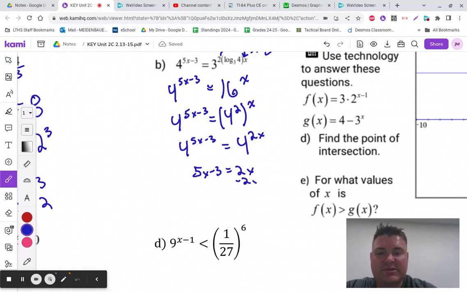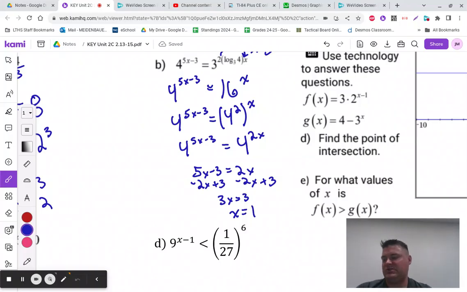If you don't mind, I'm going to subtract 2x on both sides. Why do I ask if you mind? I'm going to do it anyway. 3x equals 3. Divide both sides by 3. x is equal to 1. Again, no domain restrictions, so I am good to go.